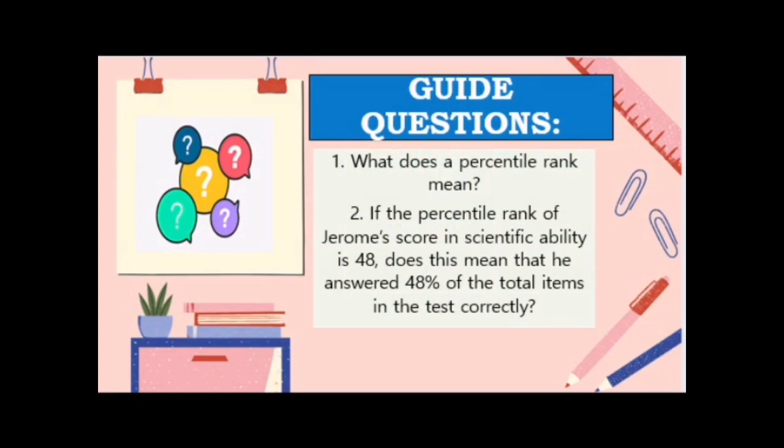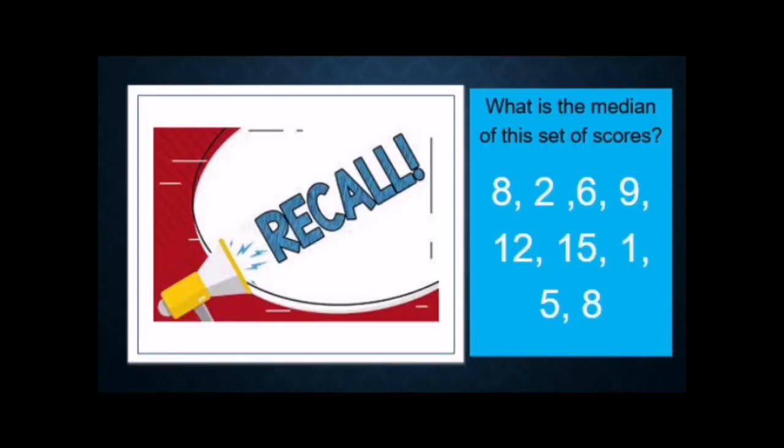Now let's have these guided questions. Number 1. What does a percentile rank mean? Number 2, if the percentile rank of Jerome's score in scientific ability is 48, does this mean that he answered 48% of the total items in the test correctly? But before we answer the guided question, let's recall what is the median of this set of scores.